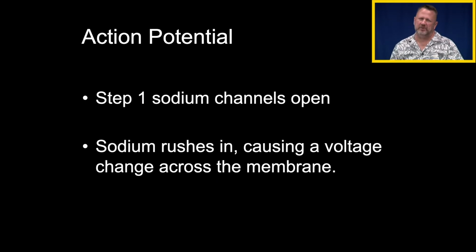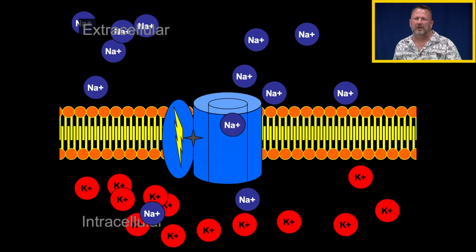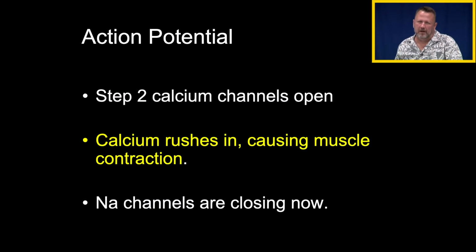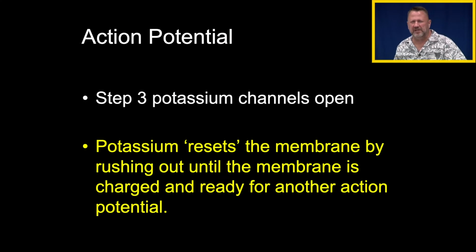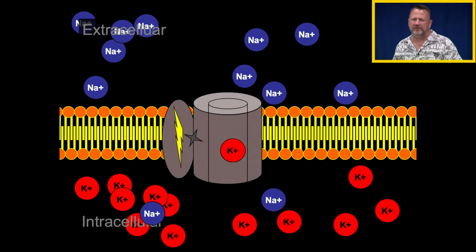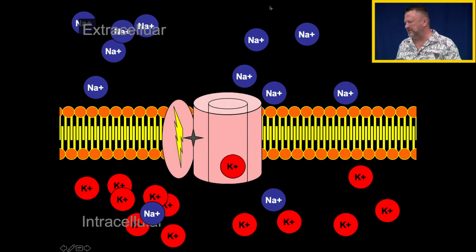So when we talk about action potential, we can divide it up into steps. Step 1, sodium channels open, so sodium comes rushing in, causing a voltage change across the membrane. So we've seen this before. All right, and so here, the sodium force is driving sodium into the cell, not only from its concentration gradient, but its electrical gradient. And then calcium will rush in, causing muscle contraction. And then what resets the membrane is the potassium channels opening, allowing potassium to rush out, because at this point of the action potential on this part of the membrane, the voltage is now switched and is back to negative 85.